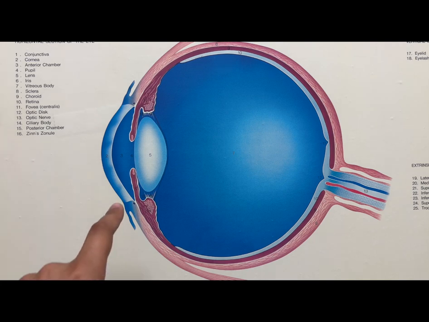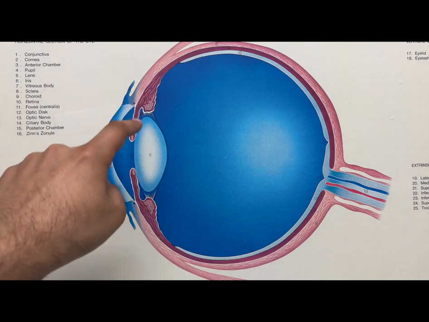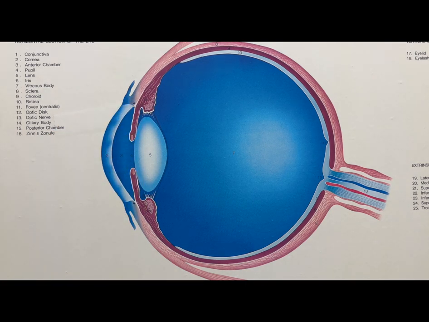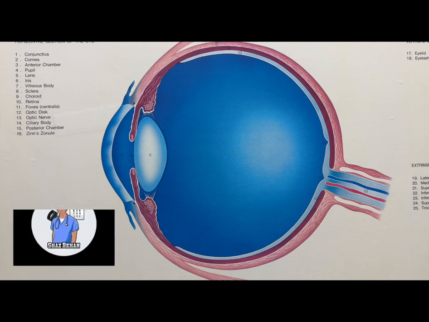Number 6 is the iris, and the role of the iris, in and amongst its many roles, is to change the diameter and size of the pupil, which is indicated by the number 4. Now the pupil is the black part of our eyes and the iris is the colored part of our eyes.